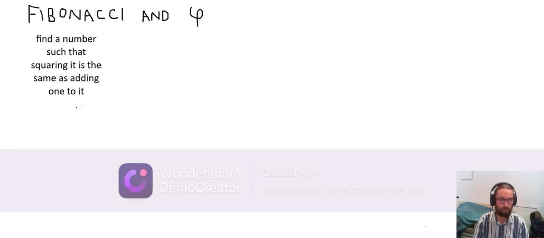Hey everybody, today's video is going to be about the golden ratio and the Fibonacci sequence. But we're going to start with focusing on the golden ratio and what it is. For this video, I'm going to be using this symbol.